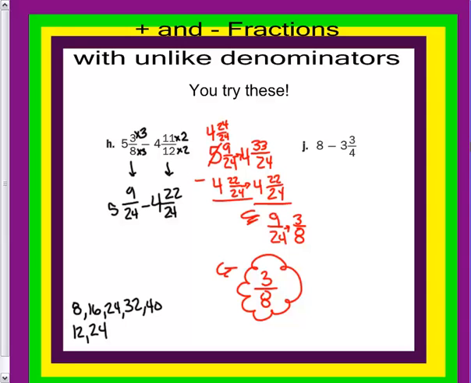Okay, so 8 minus 3 and 3/4. I'm going to rewrite this. I'm going to change the 8 to a 7 and 4/4. So 4 minus 3 is 1. So I have 1/4. 7 minus 3 is 4. So 4 and 1/4.